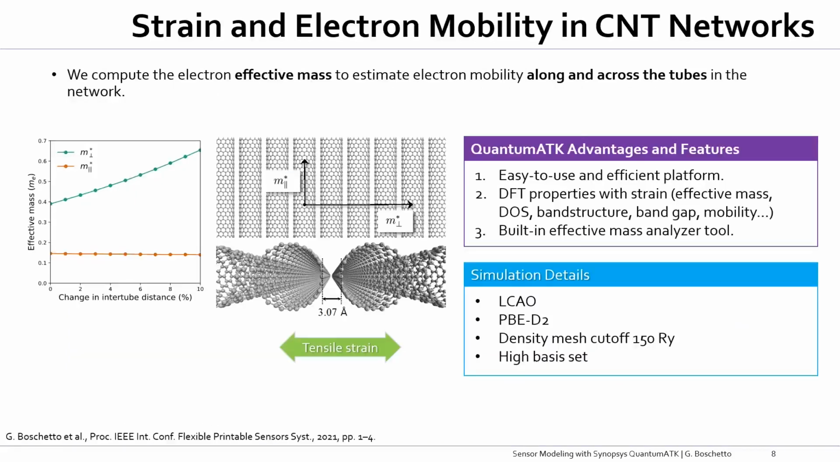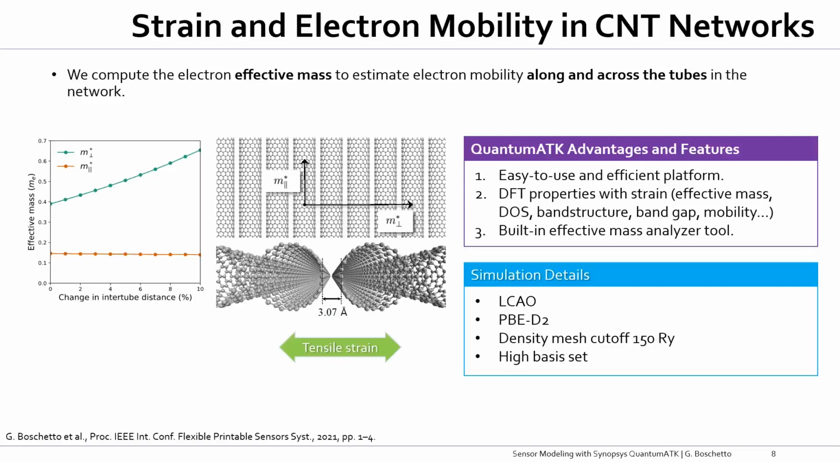Now, given the complexity of our CNT network, we decided to model a simple array of carbon nanotubes to which we have applied tensile strain. This means that we have increased the intertube distance step by step, and at each step, we computed the effective mass along and across the tubes, as you can see here in this figure. Now, to carry out these atomistic simulations, we use QuantumATK because it's an easy to use and efficient platform.